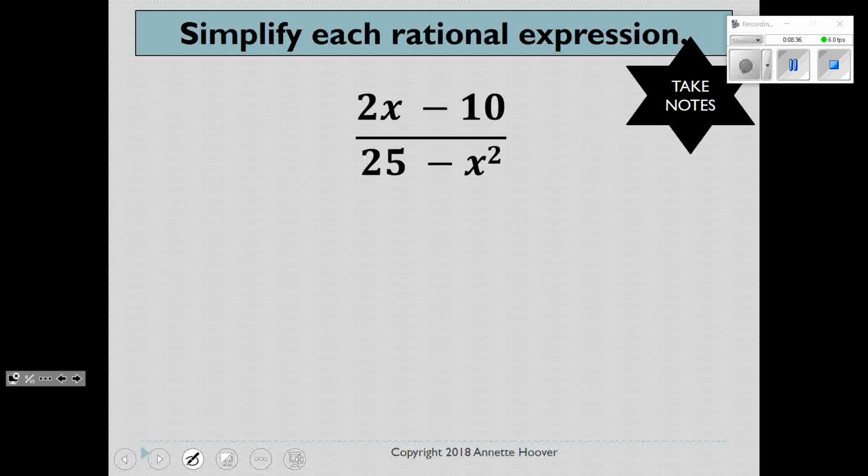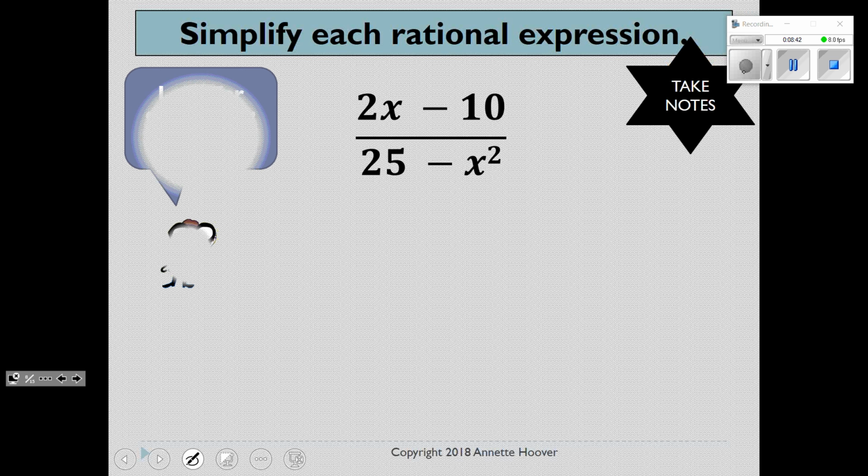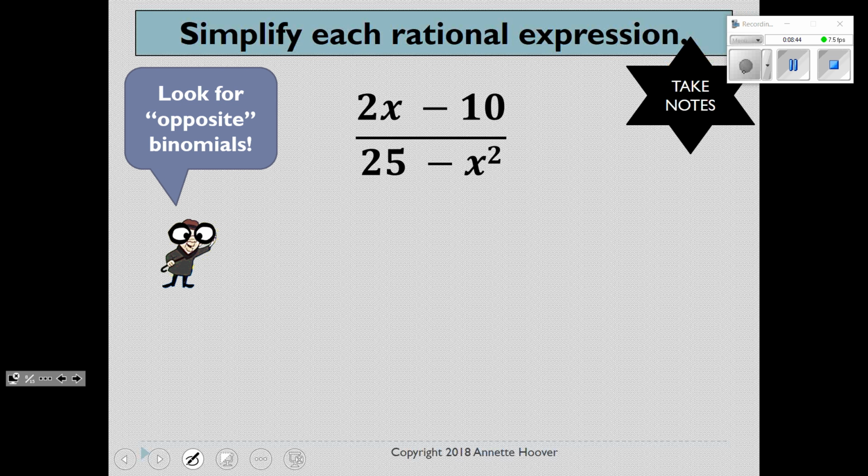Okay, here's another example. So we have a binomial on the top and the bottom. We're going to see if there's a greatest common factor. First, we check for the difference of 2 perfect squares. Well, we have the difference, but 2 is not a perfect square, neither is 10, so we can't take the difference of 2 perfect squares on top. But we do have a greatest common factor of 2.